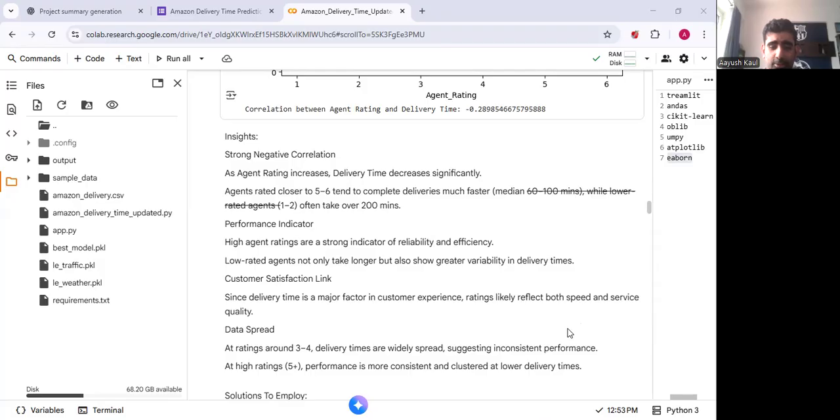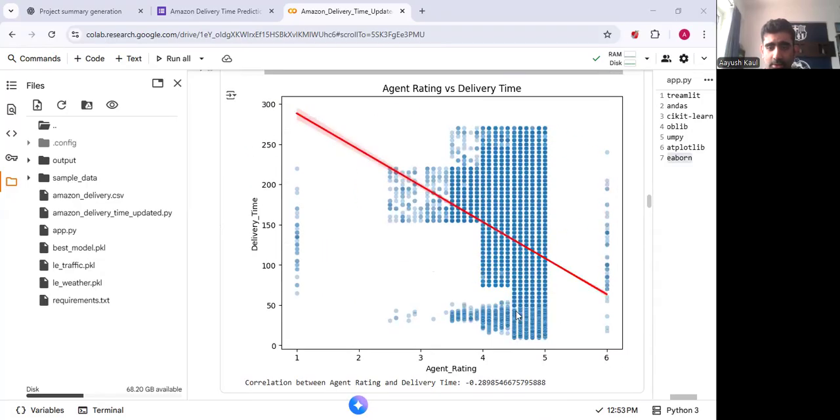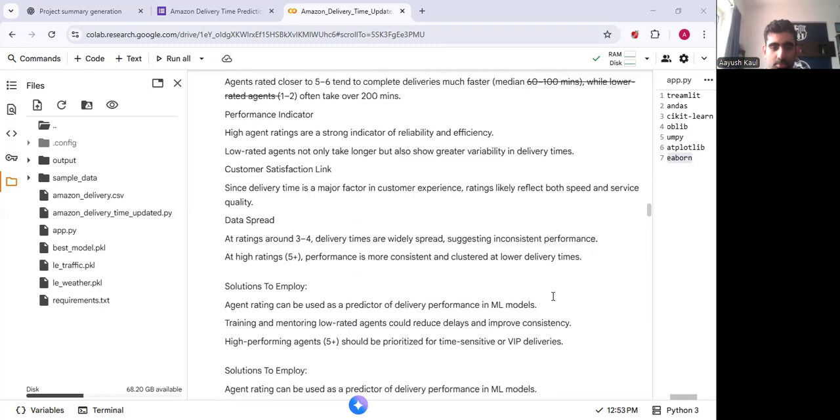Now at ratings around 3 to 4, we can see that delivery times are widely spread, unlike in the 1 or 5 to 6 ratings, which suggests inconsistent performance. At high ratings of 5 plus, performance is more consistent and clustered at lower delivery times.